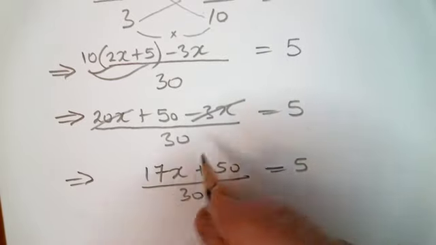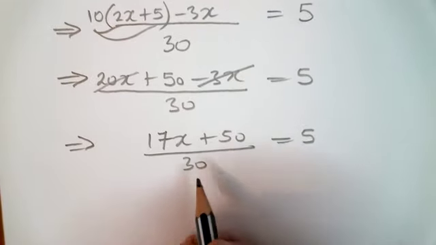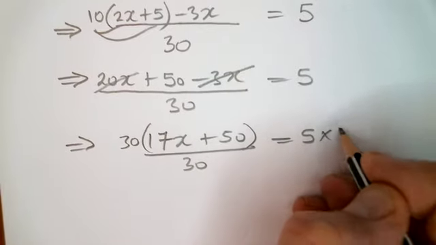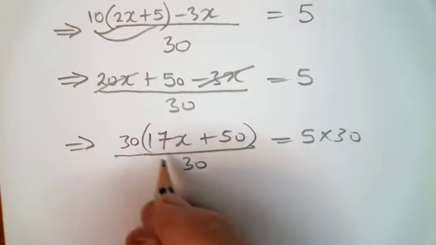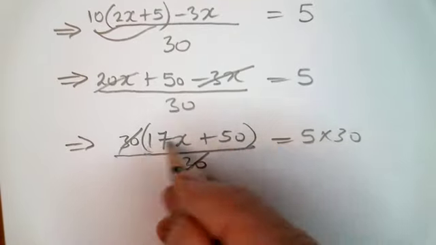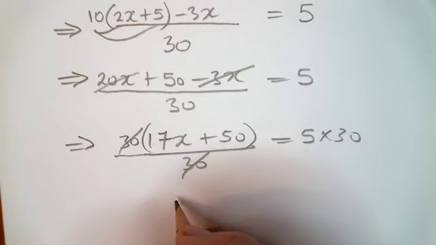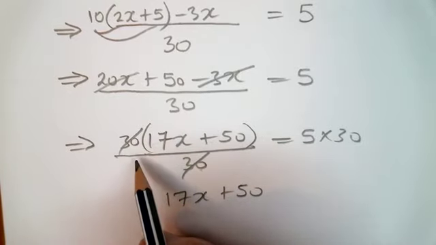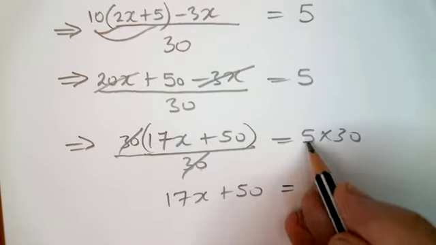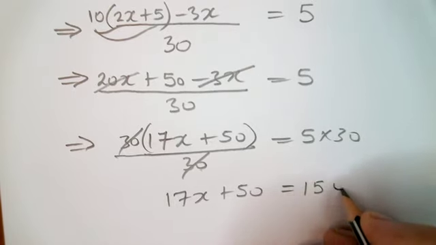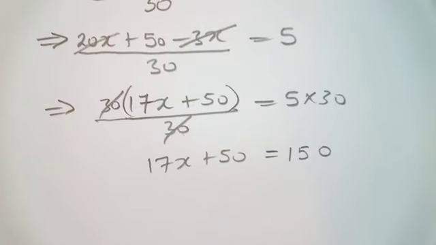So we're gradually whittling it away until there's nothing left. Now, I do want to get rid of the 30, so I'm going to multiply both sides by 30. Of course, 30 divided by 30 is 1. And 1 times the thing on the top there just leaves me with 17x plus 50. So the only reason we multiplied by 30 was to get rid of the denominator. But we still got it on the other side, and 5 30s are going to be 150.